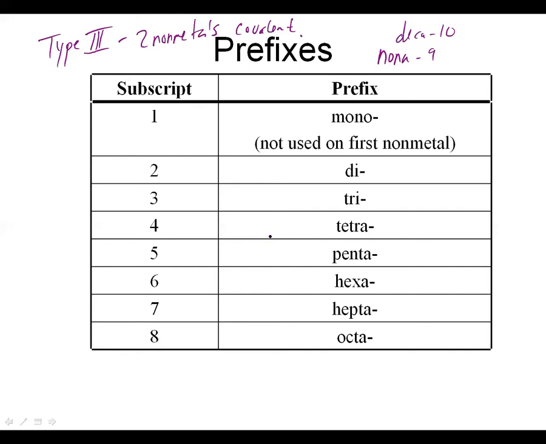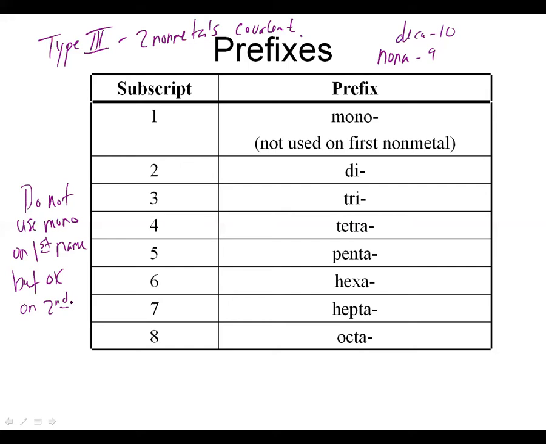Now, when we do use these prefixes, a couple of things that we talked about there at the end. The first thing is we do not use mono on the first name, but it's okay on the second. So if you just have one of something, you wouldn't use mono on that first name. But if you did have just one of something on the second element, you would use mono, so that's okay.